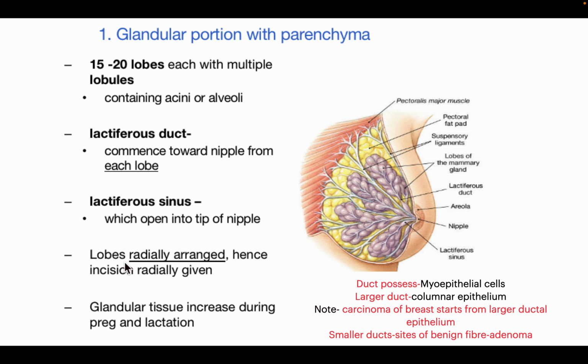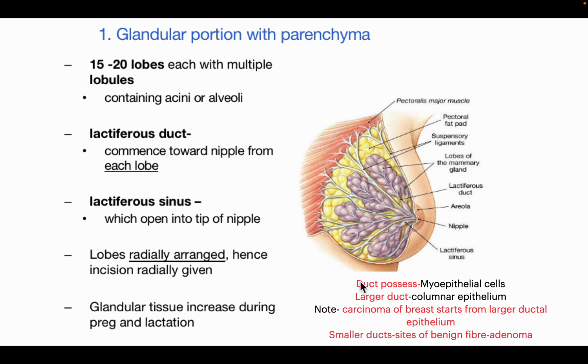And keep in mind, the lobes are radially arranged, hence the incision should be given in a radial manner. Glandular tissue increases during pregnancy and lactation. So during pregnancy or lactation, this glandular tissue is increased.